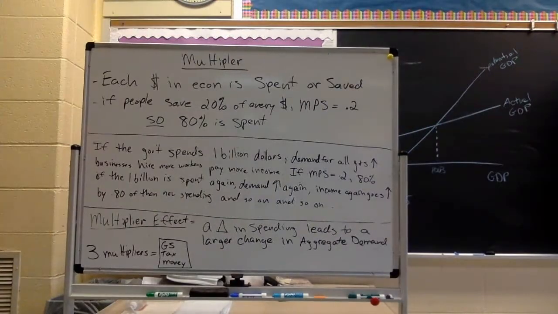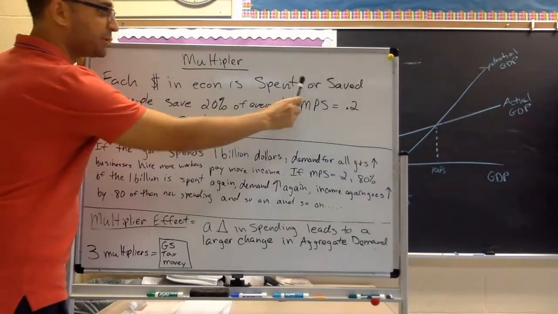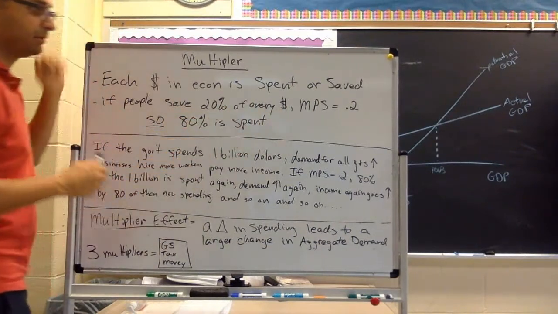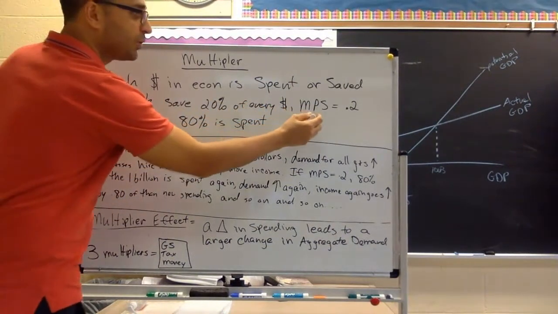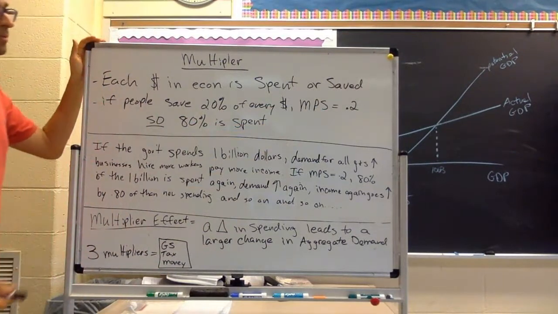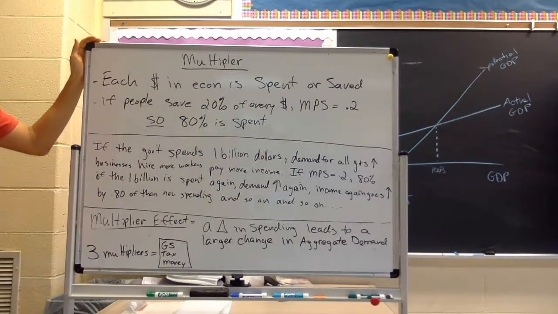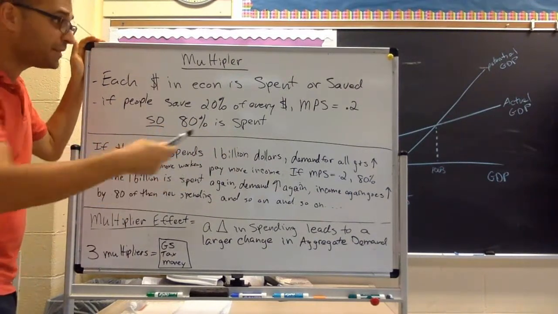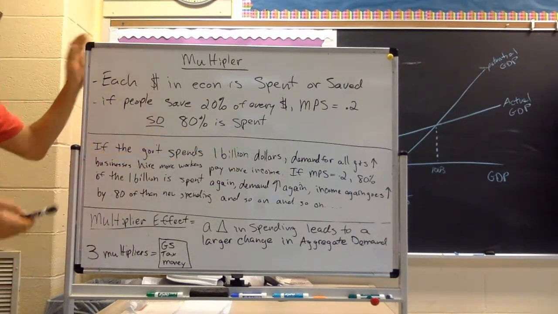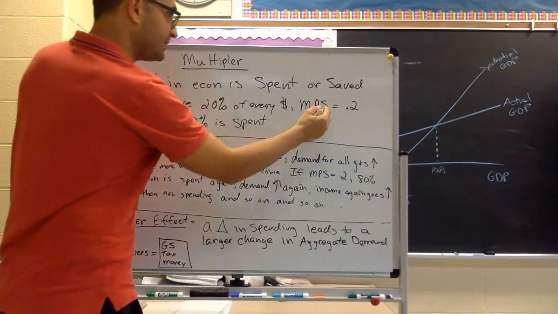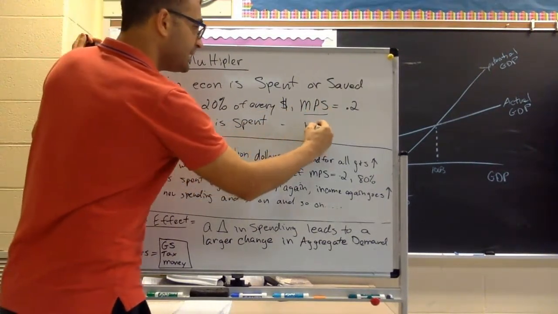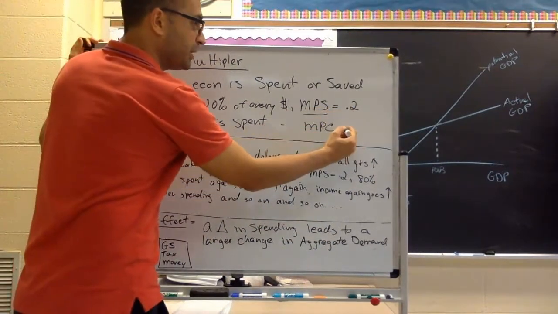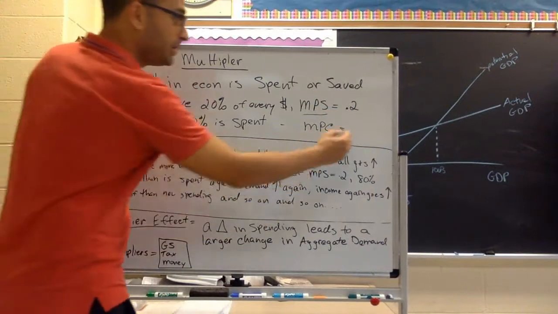Each dollar in economics is either spent or saved. If people save 20% of every dollar, then what's called the MPS, the marginal propensity to save, is 0.2. So therefore, 80% of that is going to be spent. They're saving 20% and spending 80%. The MPS is the marginal propensity to save, and the MPC is the marginal propensity to consume. In this case, the MPS is 0.2, so the MPC must be 0.8.